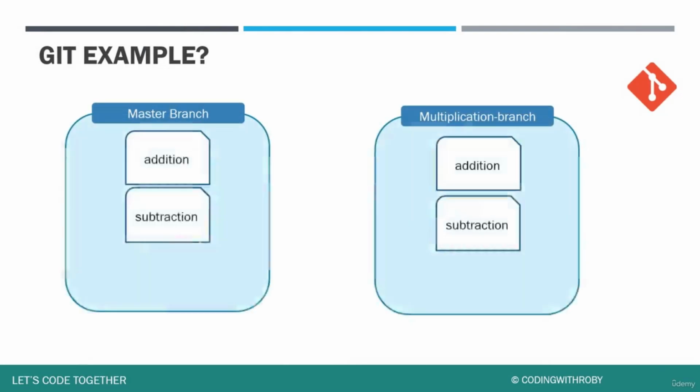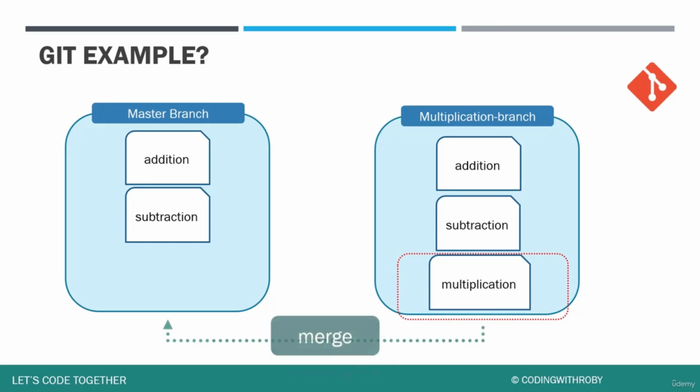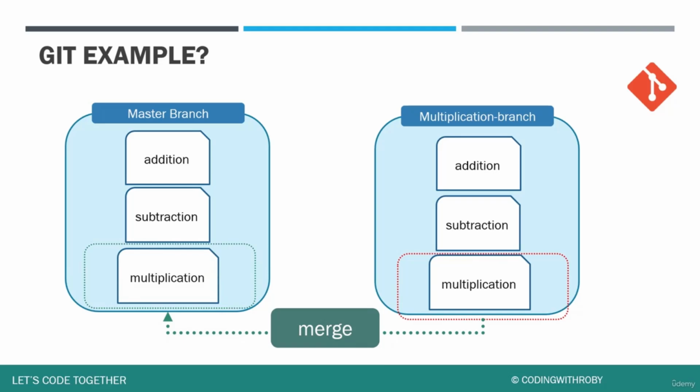We have our master branch and we have our multiplication branch. We will check out our multiplication branch, and while within our multiplication branch, we will add code to our multiplication functionality. We will then add and commit our change to the multiplication branch. After the commit, we will need to merge the multiplication branch to our master branch.